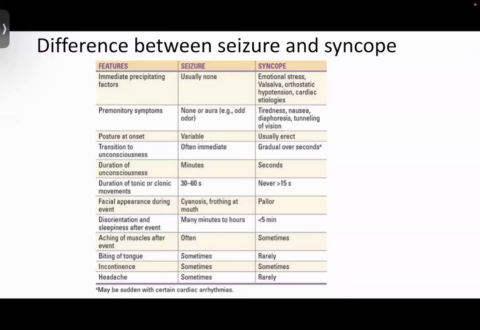Whereas in syncope, usually there will be a precipitating factor like emotional stress or Valsalva maneuver or orthostatic hypotension or cardiac etiologies. Premonitory symptoms like tiredness, nausea, tunneling of vision can be there. Usually they are erect when the symptoms occur. It gradually happens over seconds. The duration of unconsciousness is usually in seconds, and any movements, if at all, are never more than 15 seconds.